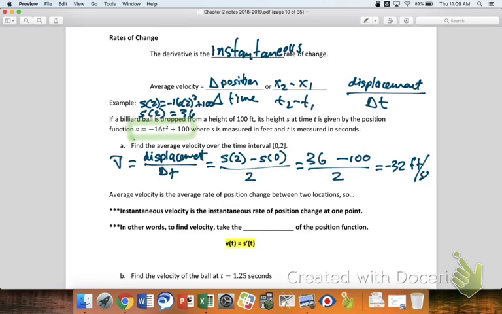Anna, your question? You don't like feet? Everything in physics is meters. I know. We use feet sometimes.